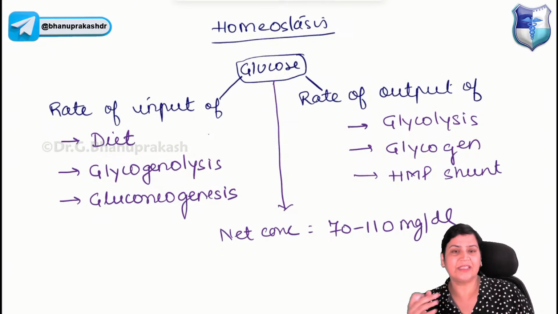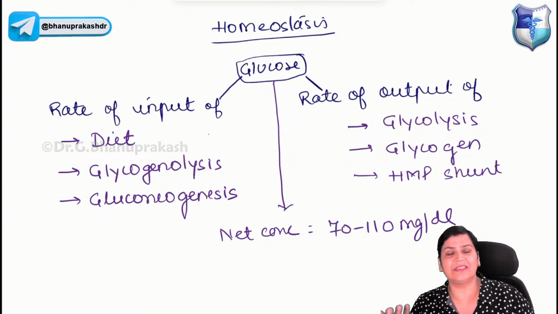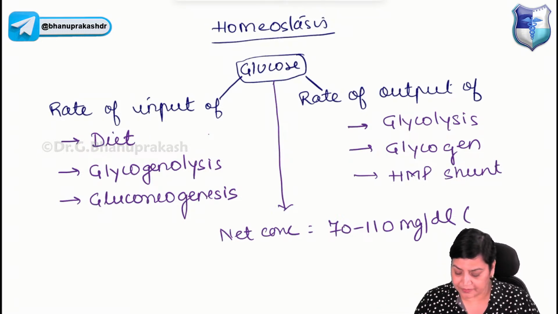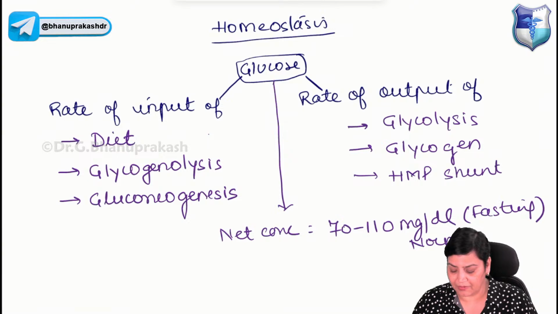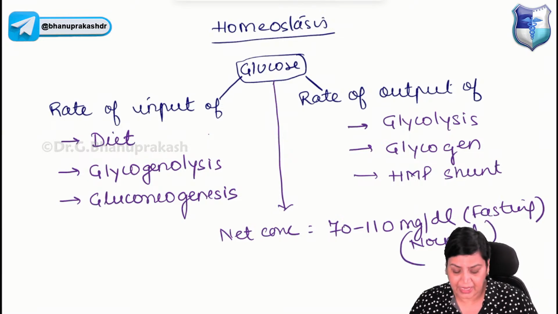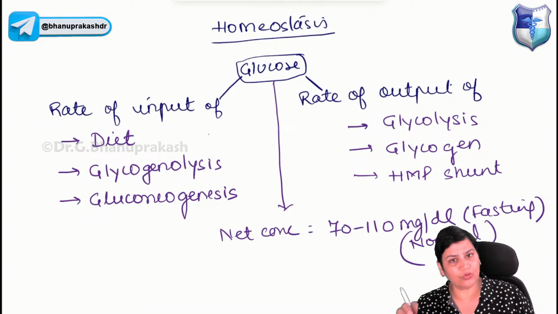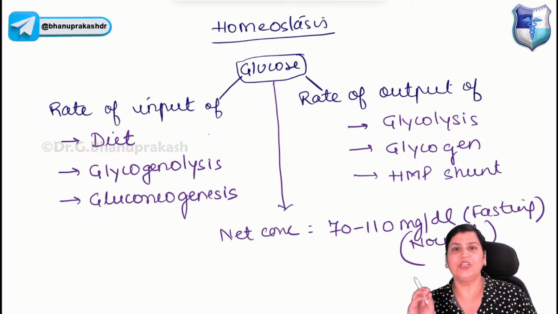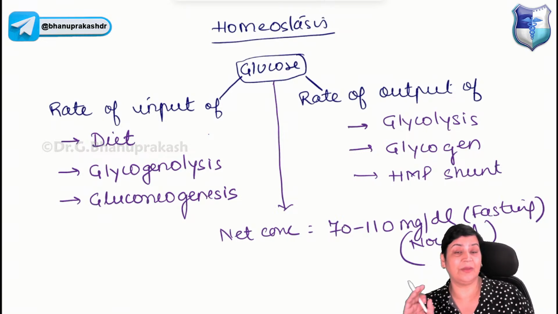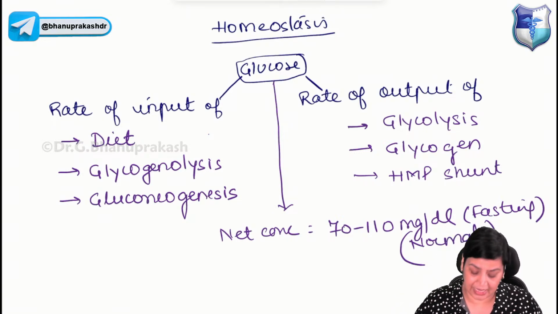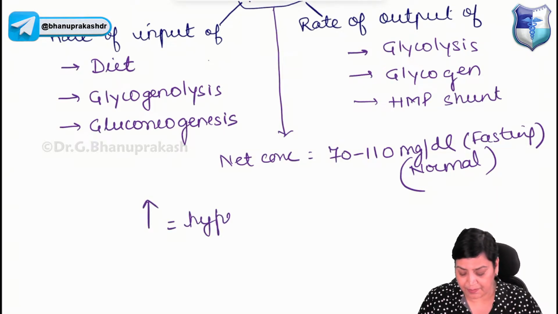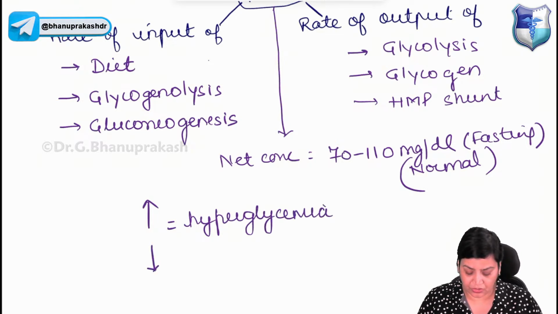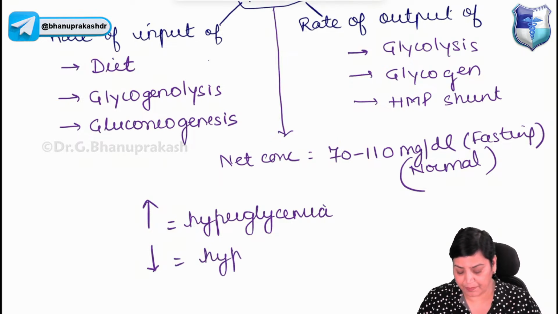This is what homeostasis is, and we will call that person a healthy individual, where this will be the fasting level plus the normal level also. So the rate of input of glucose is equivalent to the rate of output of glucose, and the net concentration of glucose in a healthy individual remains 70 to 110 milligram per dl. If there is an increase in the concentration, we call that condition hyperglycemia. If the concentration of glucose is less, we call it hypoglycemia.